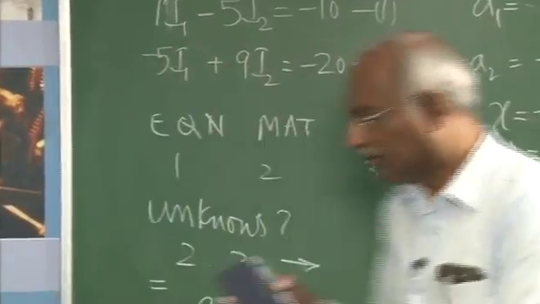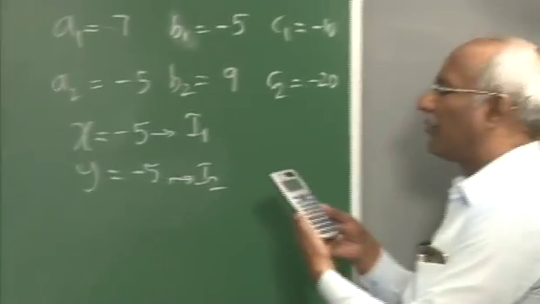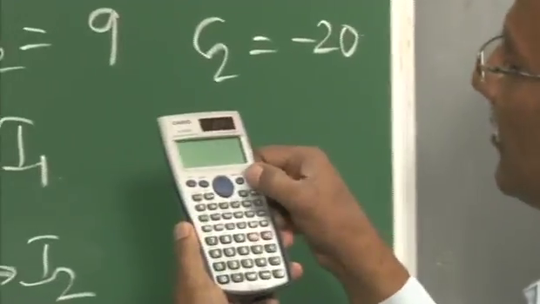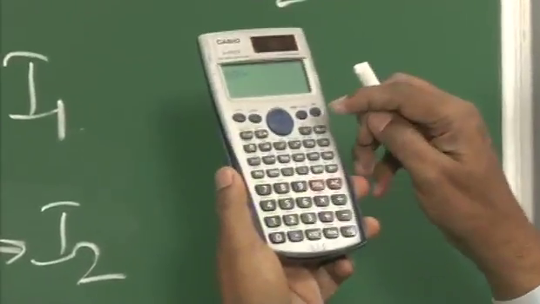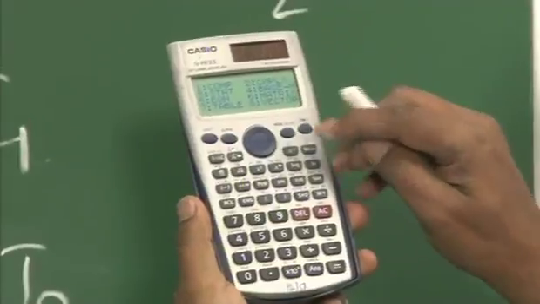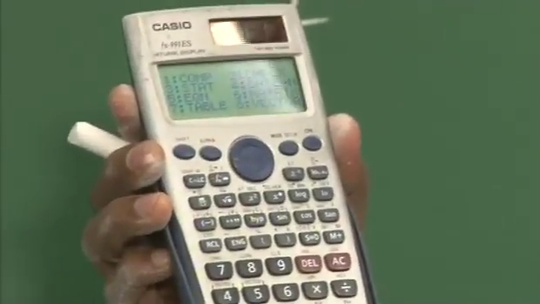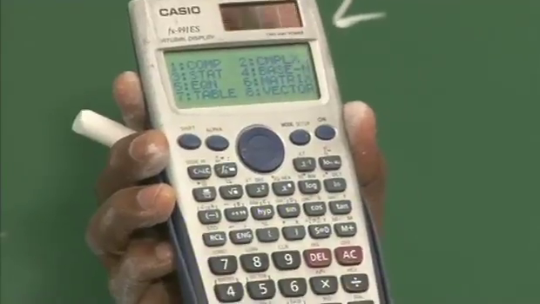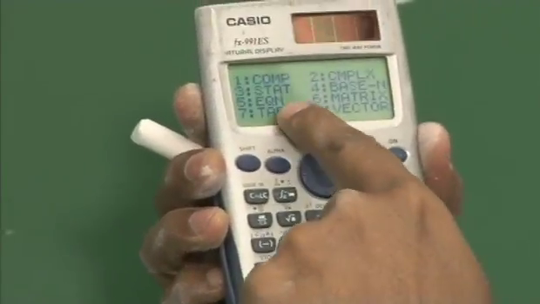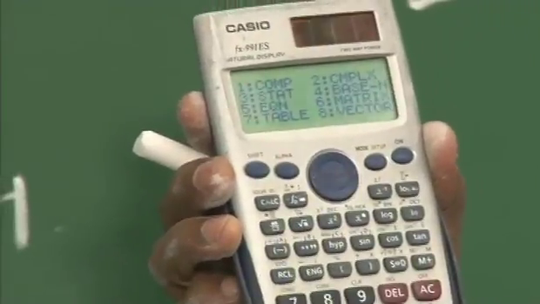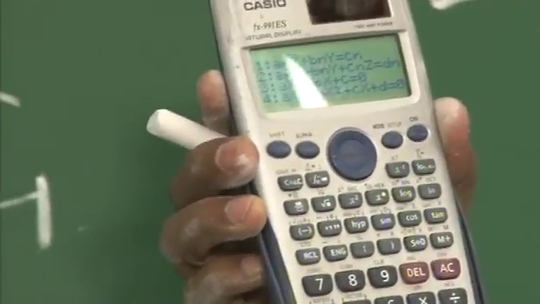Then if you go for the other, this is Fx991ES, press on and go to mode. When you go to mode, it displays 1 computation, 2 complex, 3 statistics like that. If you look at that one, 5 equation, it gives you equations. Press 5, it displays 1, 2, 3, 4.